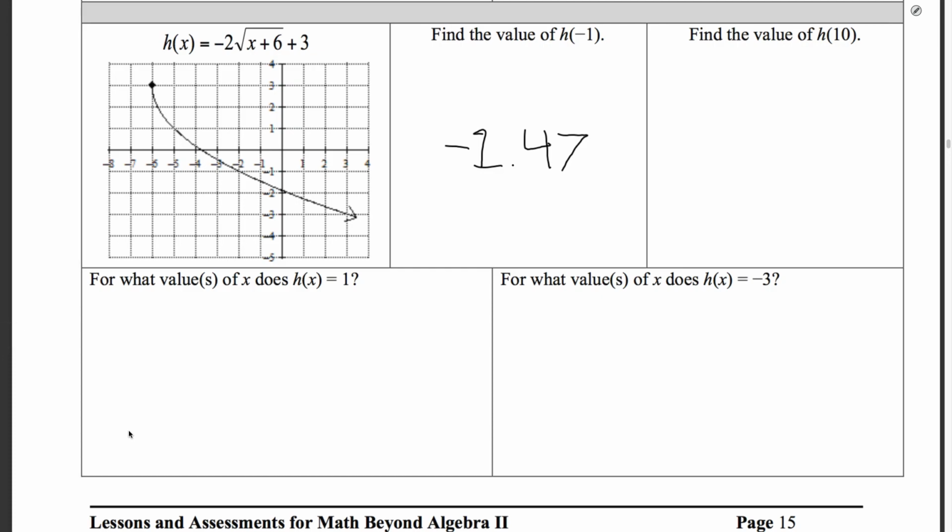So it's for what value of x is h of x. The only thing I would ask, Alex, is that you put h of -1 equals, just as a more complete way. Somebody should be able to read that and know what it means.